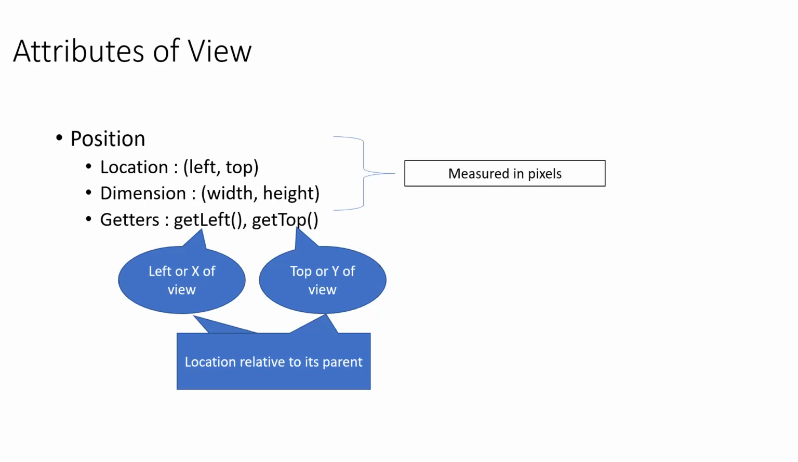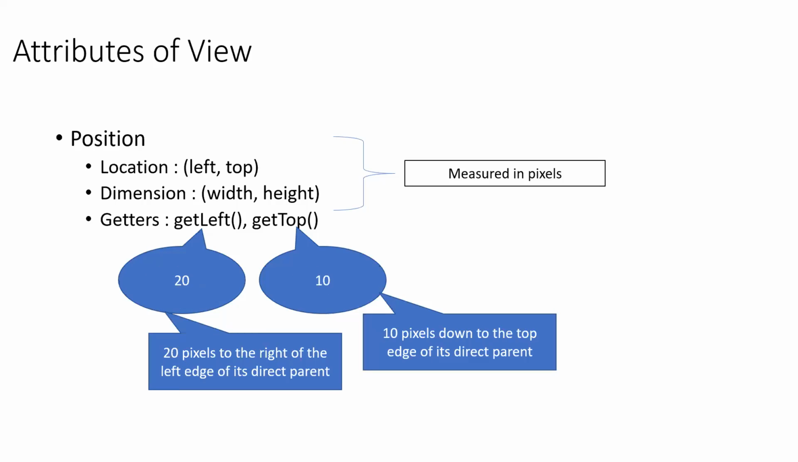Okay. And both of these methods return the location relative to its parent. For example, if you fire getLeft and it gets you 20, what does this mean? This means that the view on which you fired getLeft is 20 pixels to the right of the left edge of its direct parent. And if getTop gets you 10, it means it's 10 pixels down from the top edge of its direct parent. This is what it means, relative to the parent dimensions.